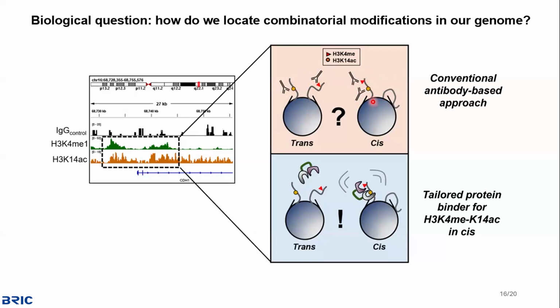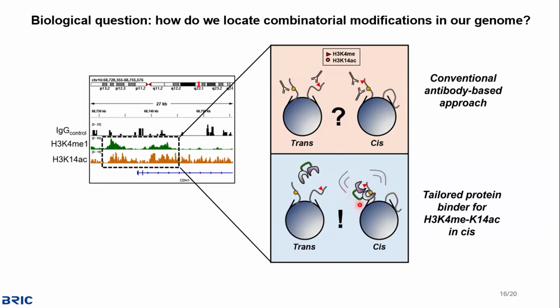If you use conventional antibodies, which are used in ChIP-seq and CUT&RUN, you cannot really distinguish if these modifications are occurring in cis or trans. And many enzymes, including LSD1 or others, have different biochemical properties and experience different sensitivity depending on whether these modifications are in cis or trans. So we need a better tool to distinguish if they're modified in cis or trans, and this is a specific tool I want to develop.